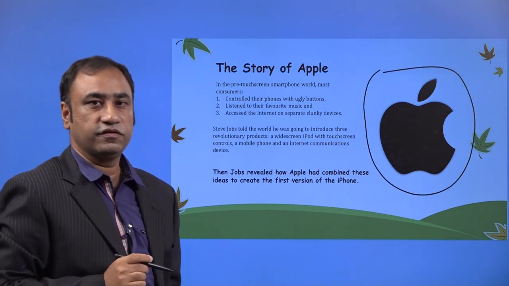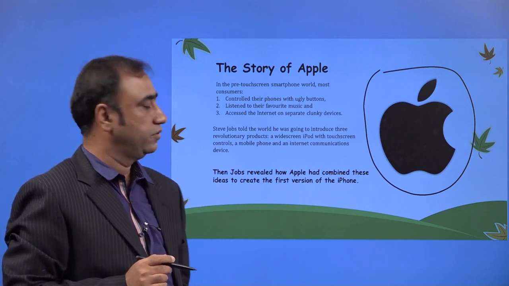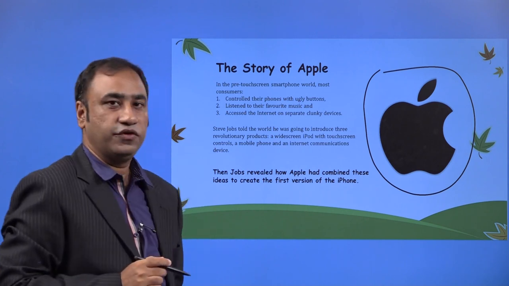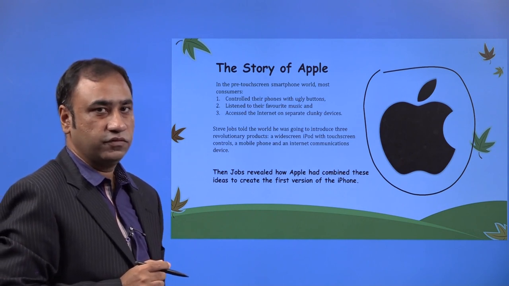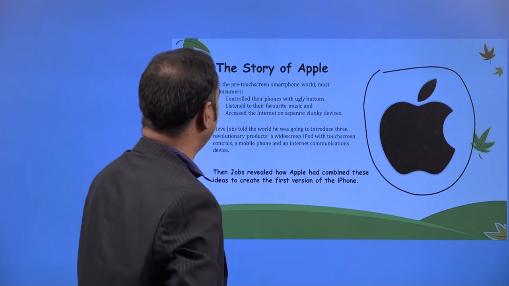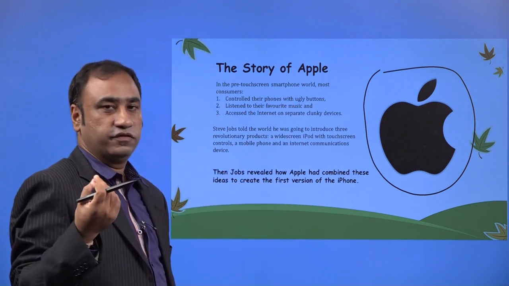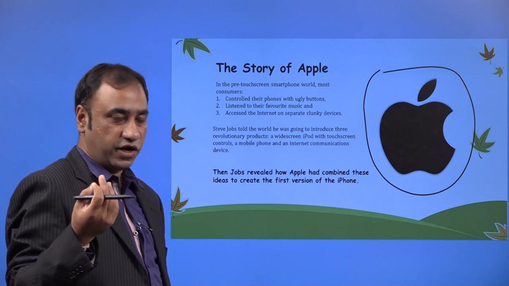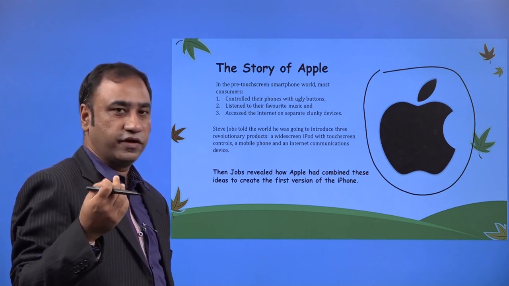Which company is this? This is the company called Apple. So what is Apple into? Mobile phones? Laptops? What else? In the pre-touchscreen smartphone world, most consumers controlled their phones with ugly buttons. So when we were using smartphones earlier, the buttons were not very user friendly.